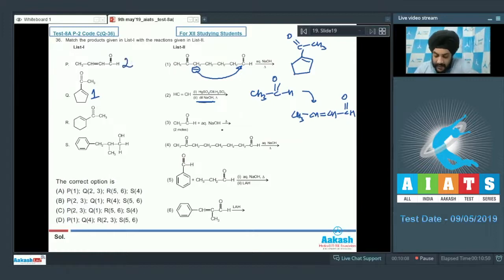If you look at the next option, the third and the second option are the same. Here also there was formation of acetaldehyde. Here the examiner has started with acetaldehyde. So this will again lead to the formation of the same compound. So the P will be matched with 3 as well.